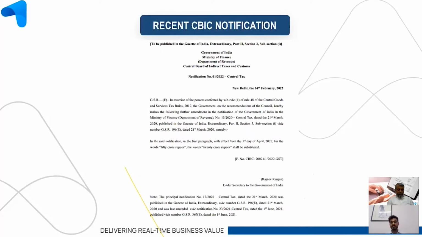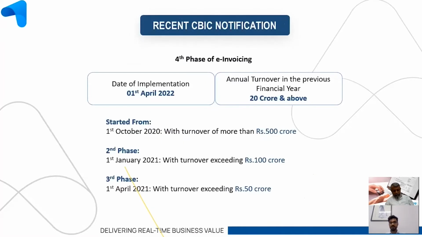Next, this is a recent notification that the government has come up with. As you might be aware, on 24th Feb of this year, they came with a revised rule for e-invoicing, in which any organization with a turnover of 20 crore or above needs to have an e-invoicing system. This is the fourth phase in which they have come with e-invoicing.